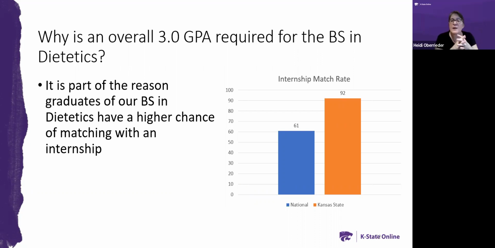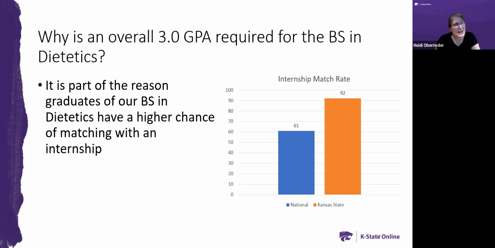They graduate and they apply to those external internship programs. The national match rate is 65. Ours is closer to 100. And part of that is because we ask you to keep an overall 3.0 GPA and get B's or better in all the sciences and the professional courses. We want to set you up to being a great candidate for being accepted into an internship. And so if you come in and meet our requirements, more than likely you will.